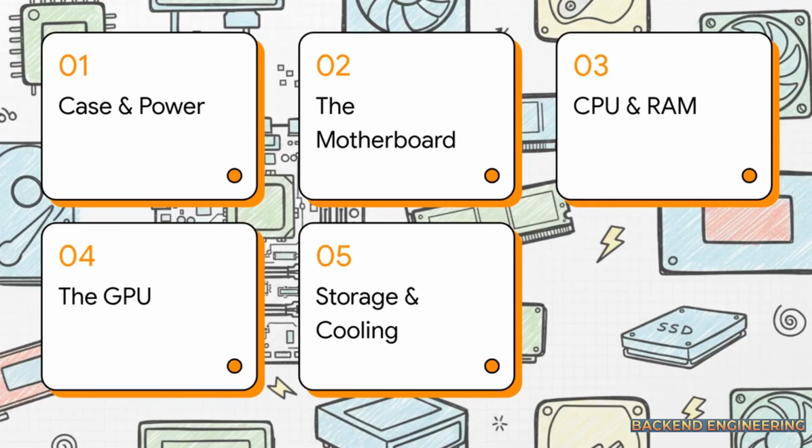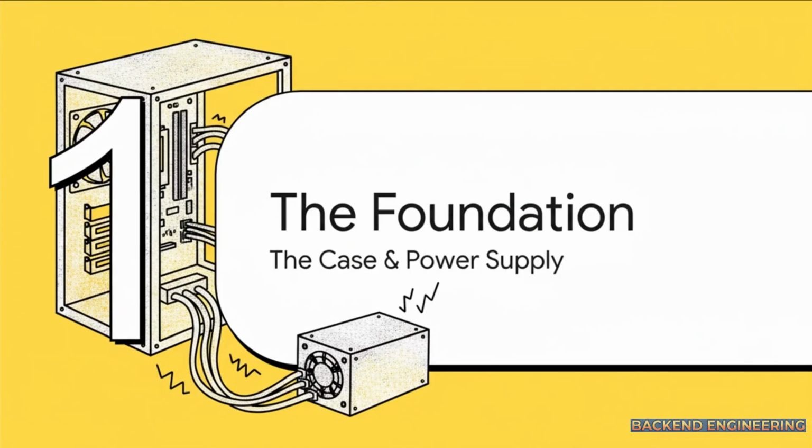So here's how we're going to do it. We're going to follow a logical build process, just like we're putting it together for real. We'll start with the foundation. That's the case and power supply. Then we'll install the motherboard, add the brains, give it some vision, and wrap up with its memory and its life support system. All right, let's get into it.